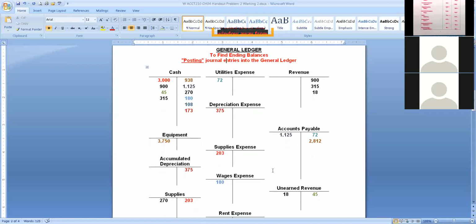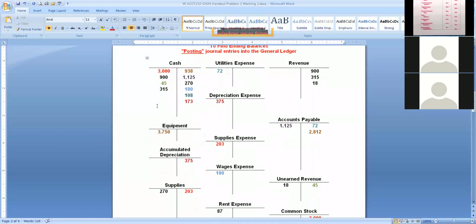Okay, so now what we're going to do is go through each one of these and figure out how much we actually have. We add up the debits and the credits, and the biggest side always wins. In other words, whichever side is the biggest is the one we use, and whatever's left over stays on that side.